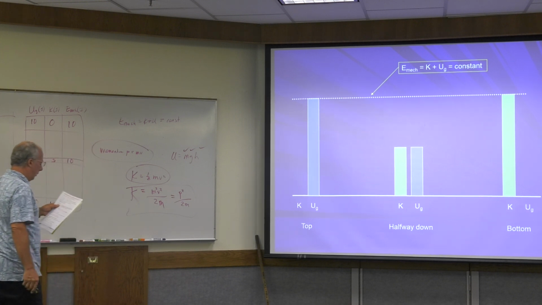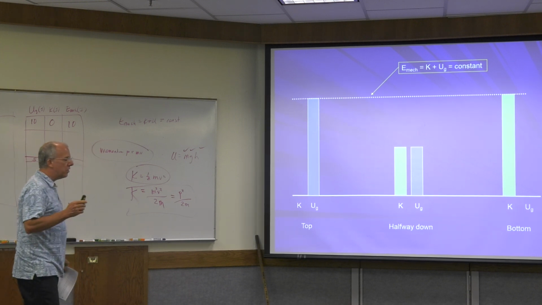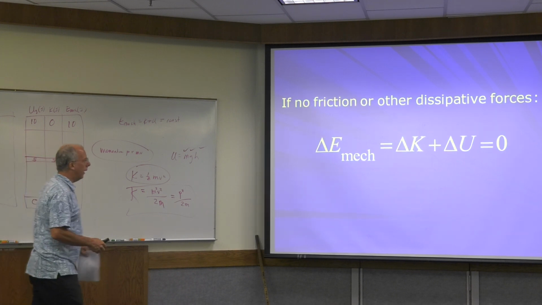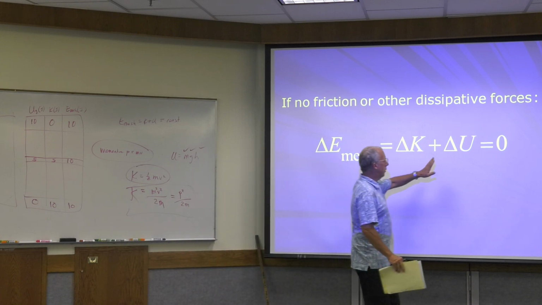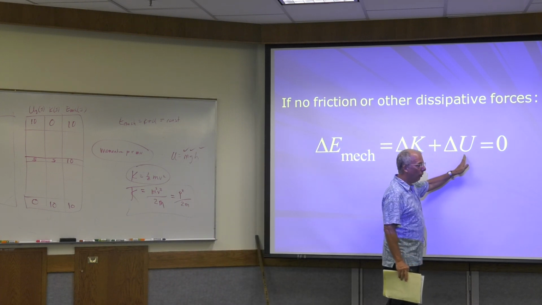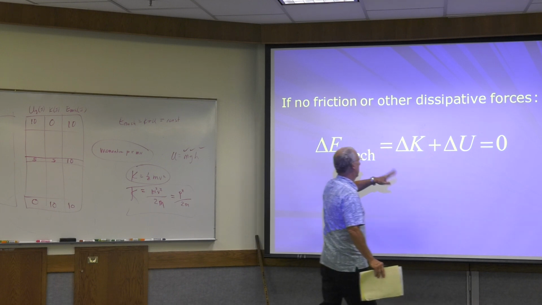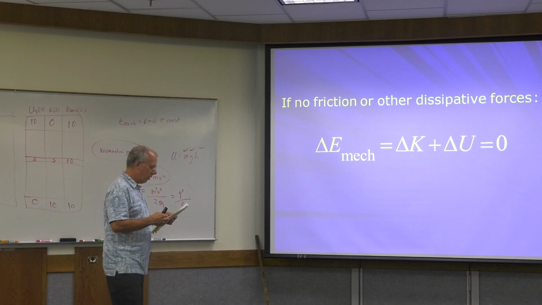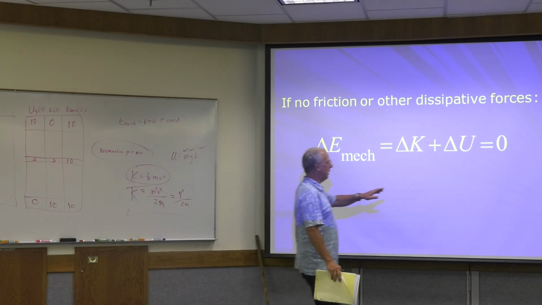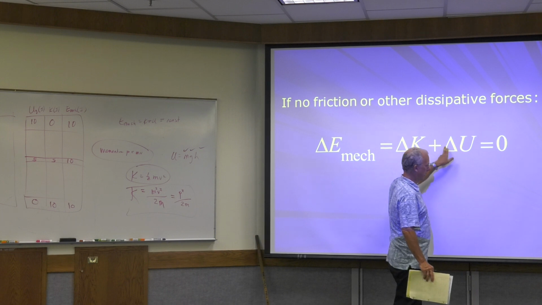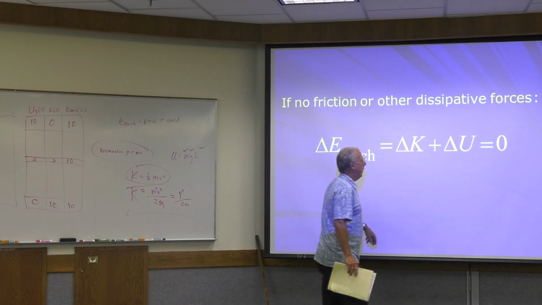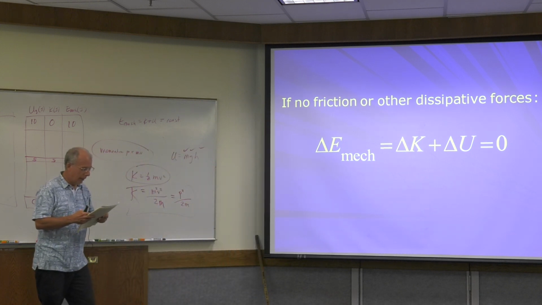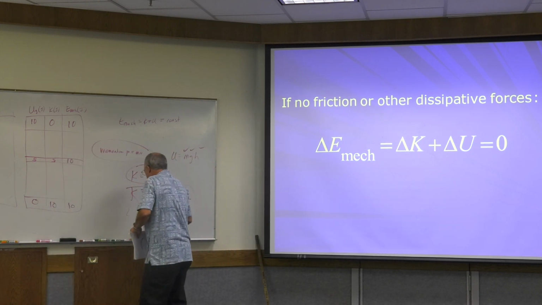Now, in every single equation where we have potential energy, it's always going to be a delta U. This is the only thing that's physically meaningful, the change in potential energy. So it's always going to be a change in potential energy. And so what does that mean?